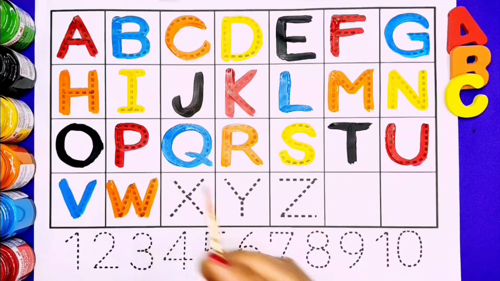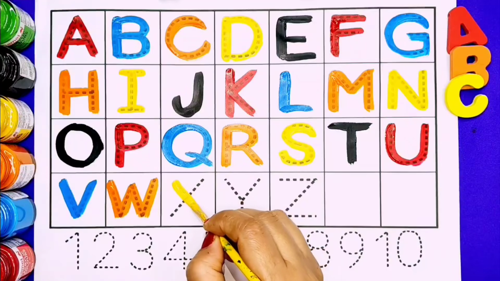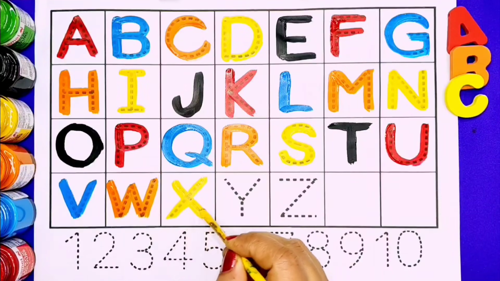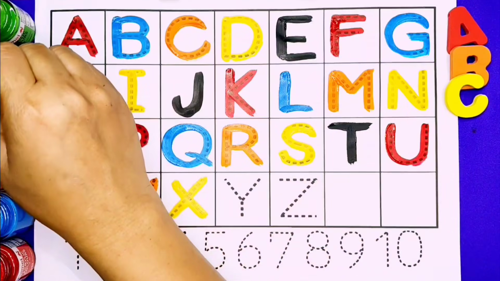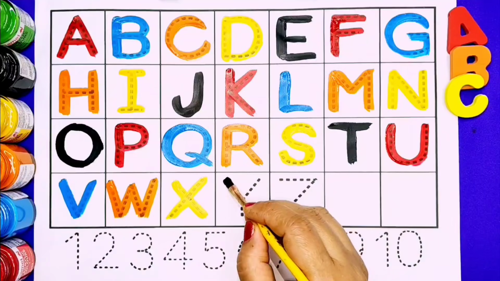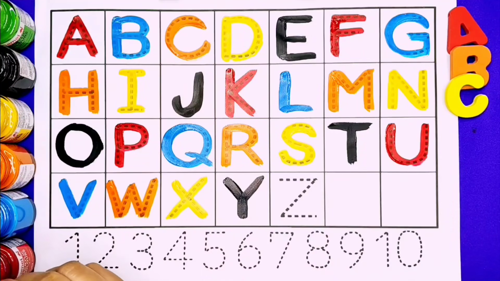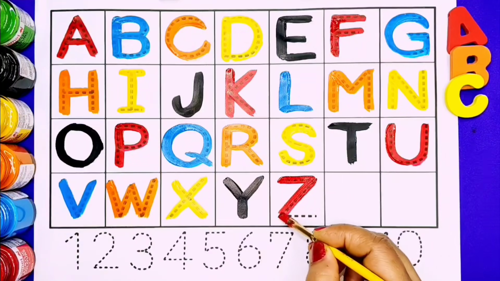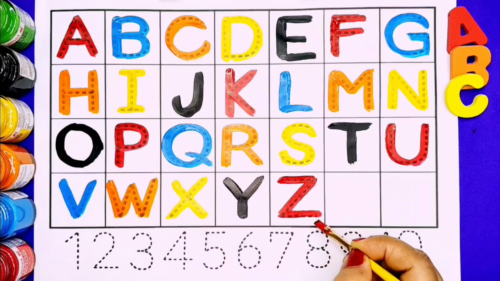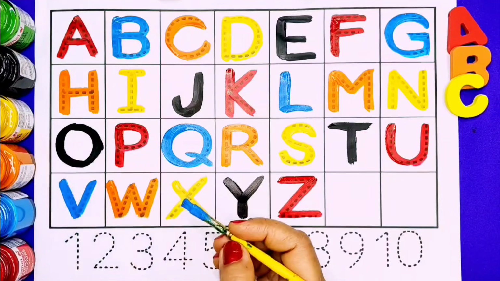W for watch. Yellow color. X for X-ray. Black color. Y for yo-yo. Red color. Z for zebra. Sky blue color.